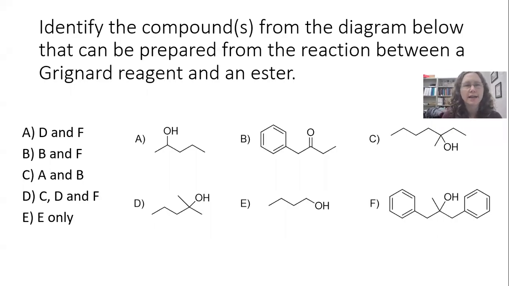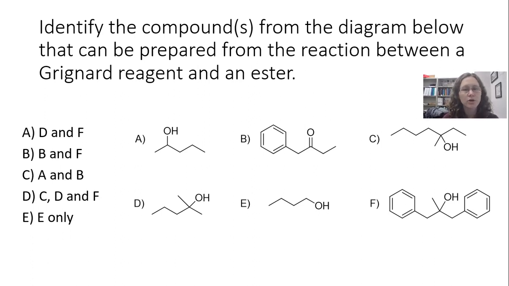This question asks, identify the compounds from the diagram below that can be prepared from the reaction between a Grignard reagent and an ester. So we're given a very specific starting material here, an ester, and then asked to perform a Grignard reaction. So we have 6 different possibilities here, and we have to think about, can any of these 6 molecules be prepared from an ester starting material?